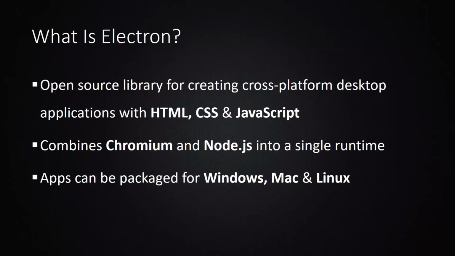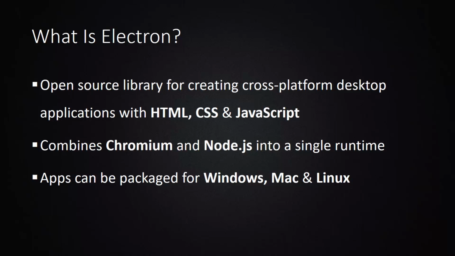So Electron is an open source library that was created by GitHub back in, I think, 2013. And it's used to build cross-platform desktop applications. And you do this with only HTML, CSS, and JavaScript, which is just awesome. And it does this by combining the Chromium browser and Node.js into a single runtime.